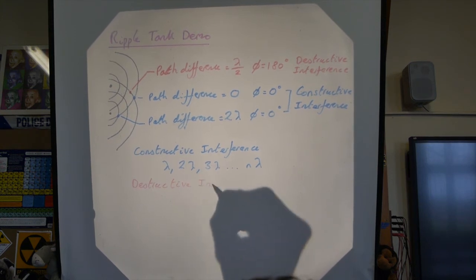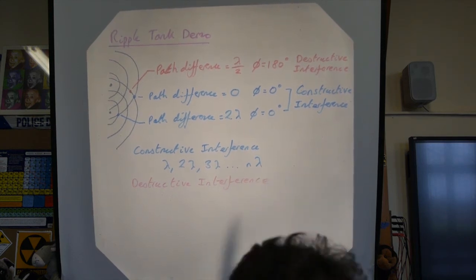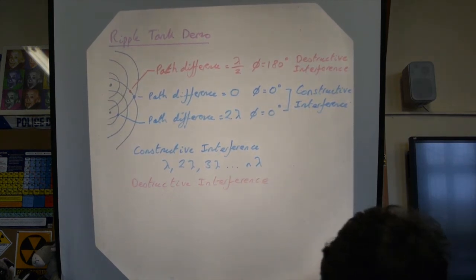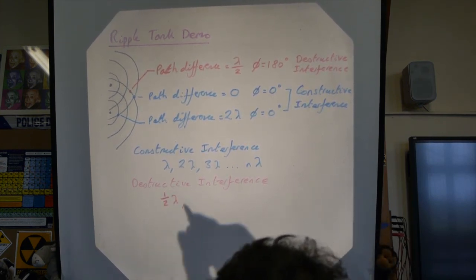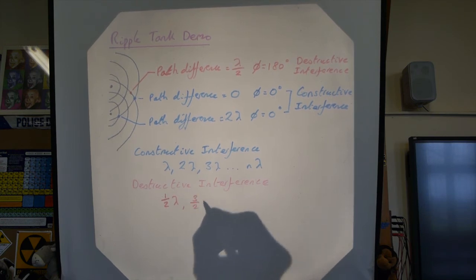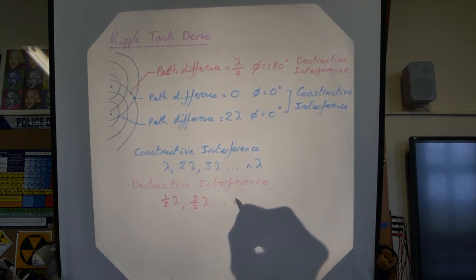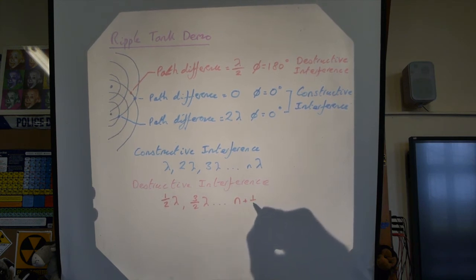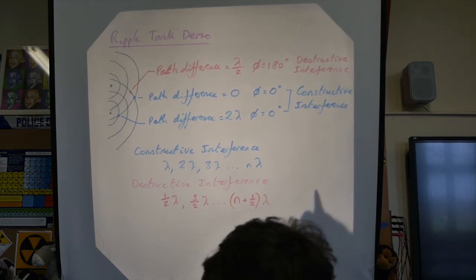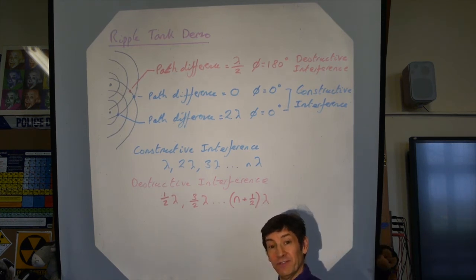And you have to think a bit harder about this one. So for destructive interference, you remember you've got to be out by half a wavelength. Yep. Or one and a half, etc. And what you'll notice is that it's always a number of wavelengths plus that extra half. So there we go. That would be the setup always for destructive interference.